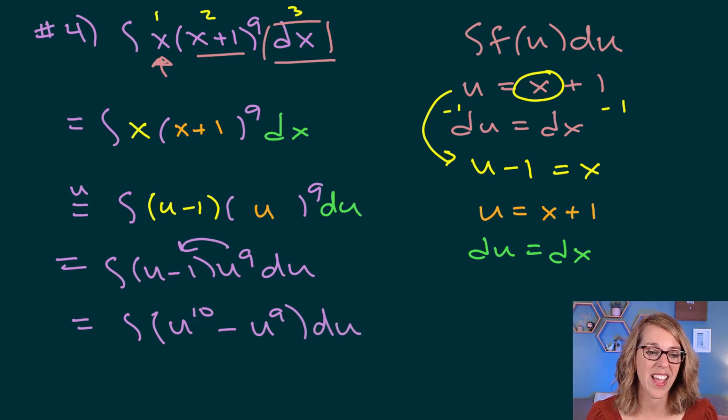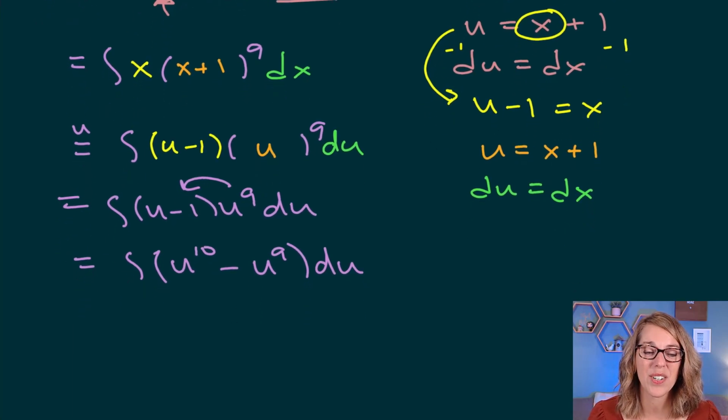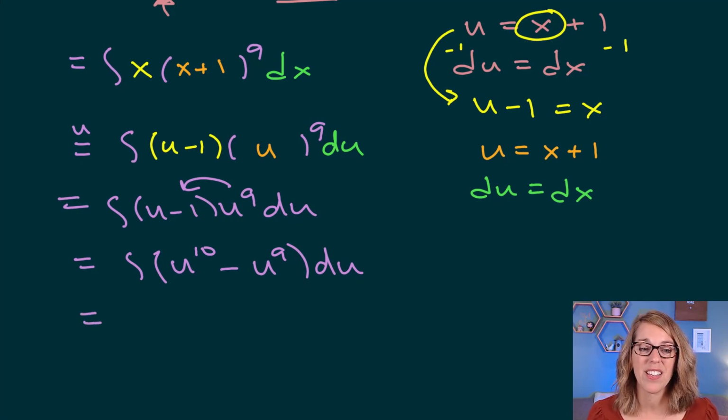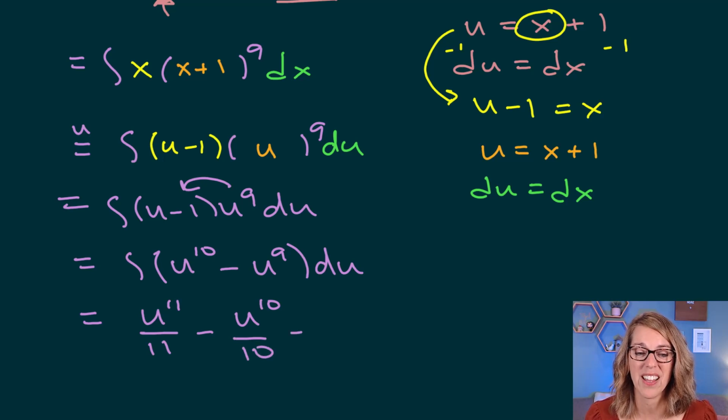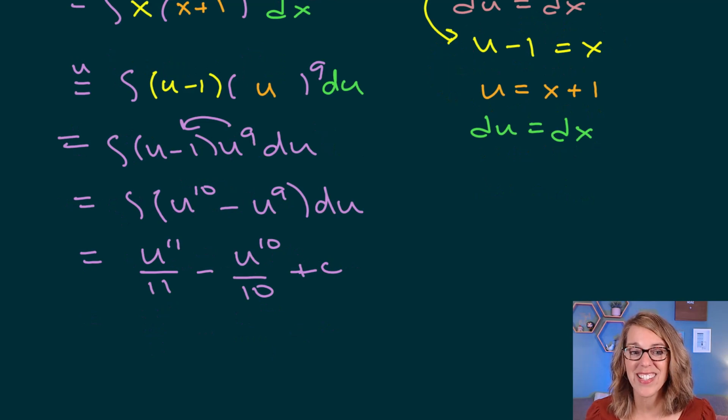Now I can go ahead and integrate term by term here, and I end up with u to the 10th. I'm going to increase that power by 1. I get u to the 11th divided by my new power, minus the integral of u to the 9th. The power goes up and I get u to the 10th divided by my new power, which is 10, plus c.